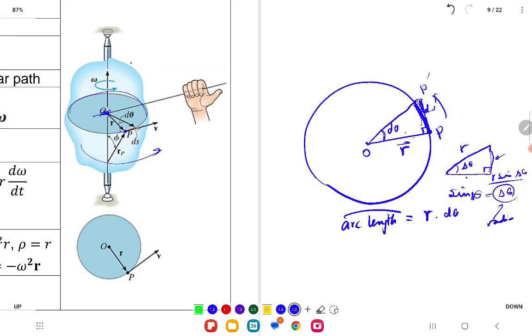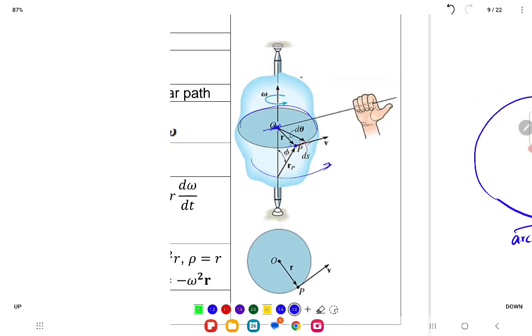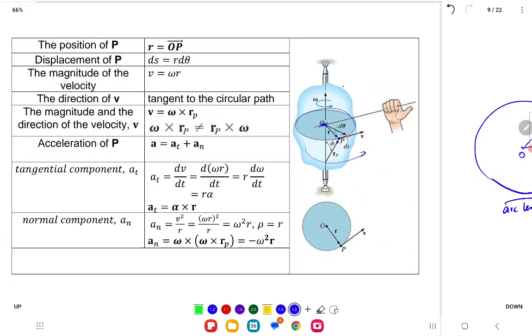Very important. When you apply this rule, delta theta is measured in radians, not degrees. And since this tangent that we drew is, in length, very close to the arc, we can make the approximation that it's equal to R delta theta. So that's how we find ds. That's how we got this one.